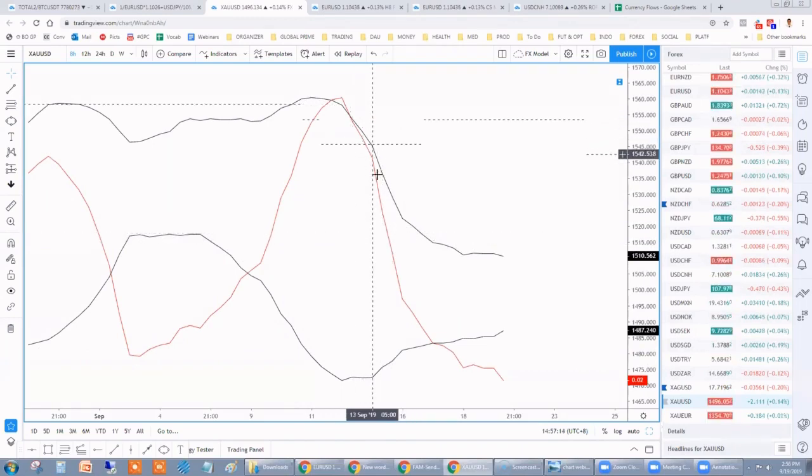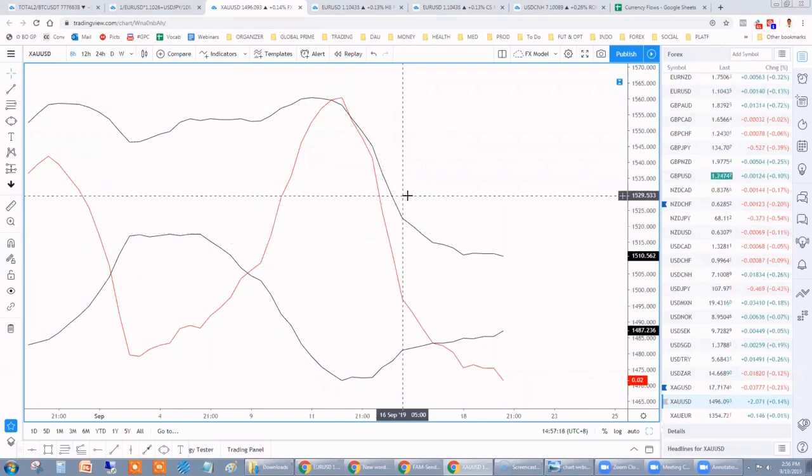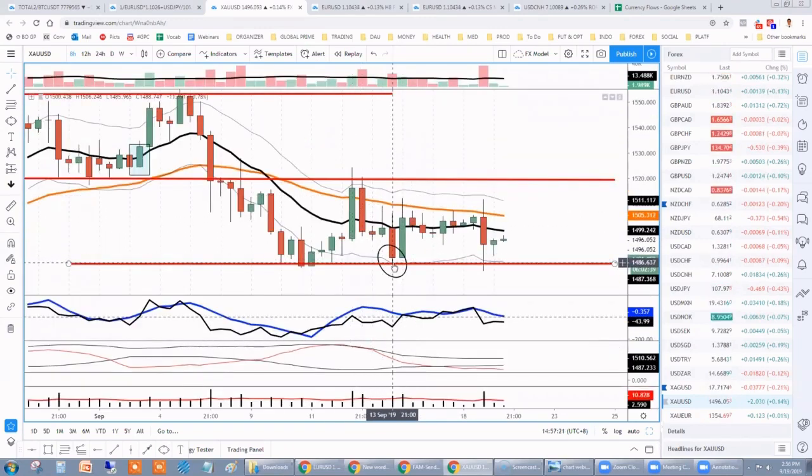So if we have a falling volatility through the Bollinger Band width, which is what this red line is called, and on top of that we have a double rejection of a significant support, that's it. We are in a range.